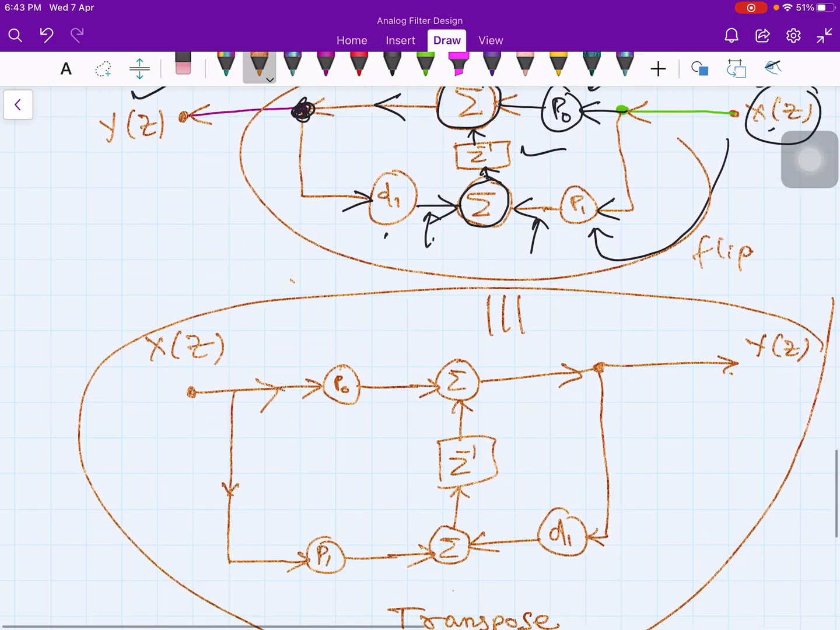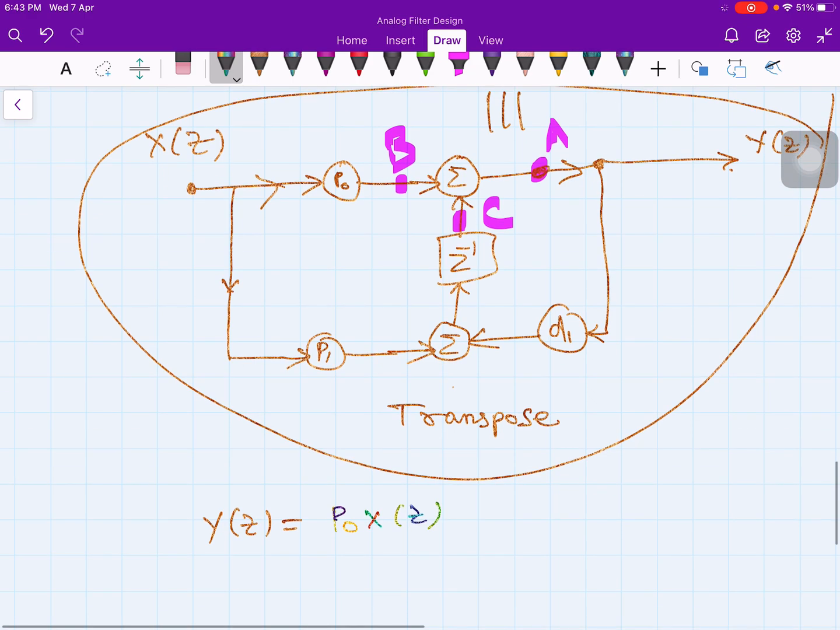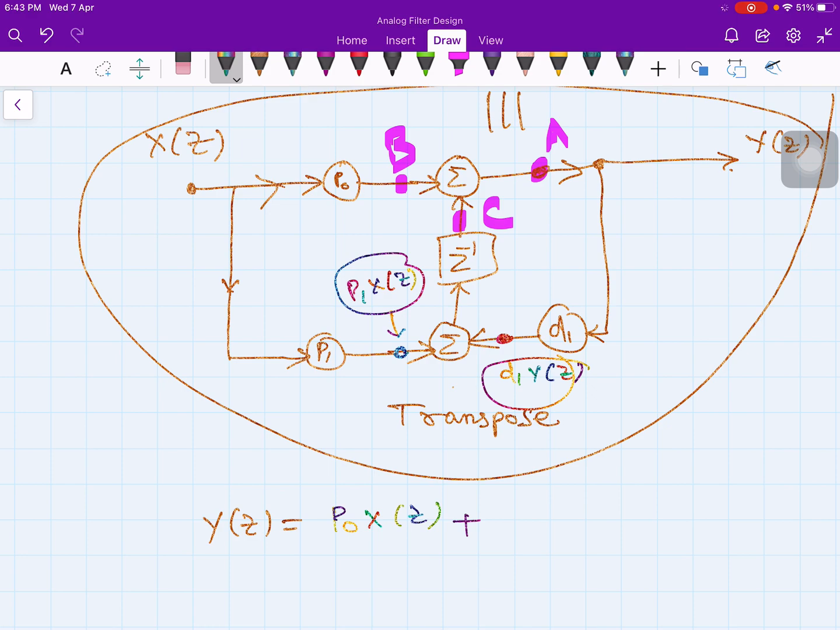If you look at this transpose structure, Y(z) is equal to this point. Let's say this is point A, and point A is the summation of these two points B and C. What is B? B is P0 times X(z). And what is at point C? Again two signals. At this point you have P1 times X(z), and at this point you have D1 times Y(z). Both are delayed by one sample. So P1 z inverse X(z) plus D1 z inverse Y(z).